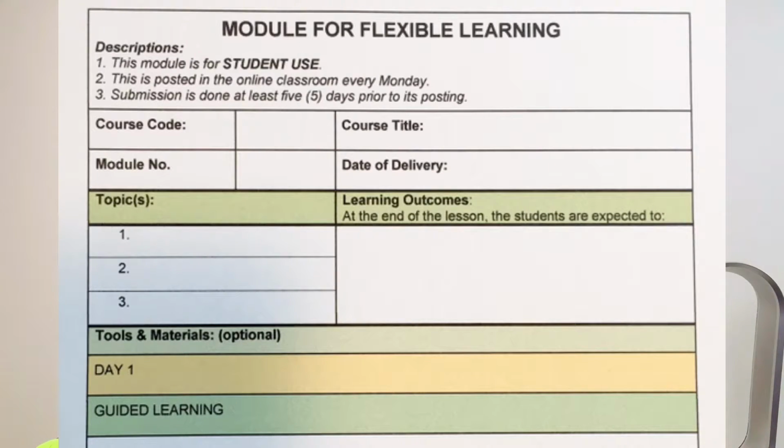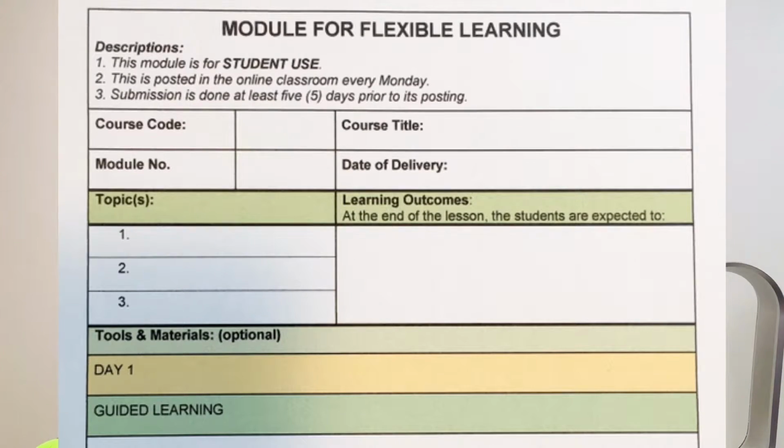And then what are the expected outcomes? That's on the other box. Expected outcomes, that at the end of finishing all of these topics, what are the expected output or outcomes on the end of the students. And here you are going to see below the topics and the learning outcomes, you will see the tools and materials. It's optional for the teacher to indicate the tools and materials needed for the learning process or procedures, depending on the topic that he or she will be discussing.